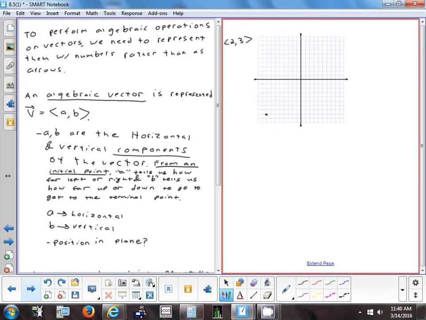Yeah, you could start from the origin. You can start anywhere you want. If you start from the origin, that has a special name, which I'll mention in a second. Right? But if I start here, A tells me to go 2 units right. B tells me 3 units up. Okay, so there's the vector 2, 3. I could start here and go 2 units right and 3 units up. Let's fix that one. So 2, 1, 2, 3.